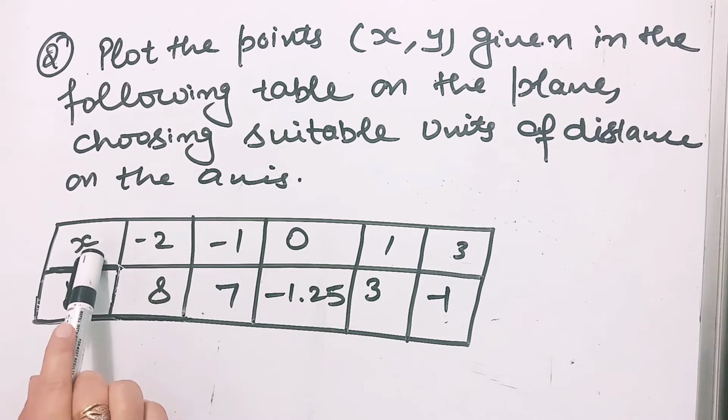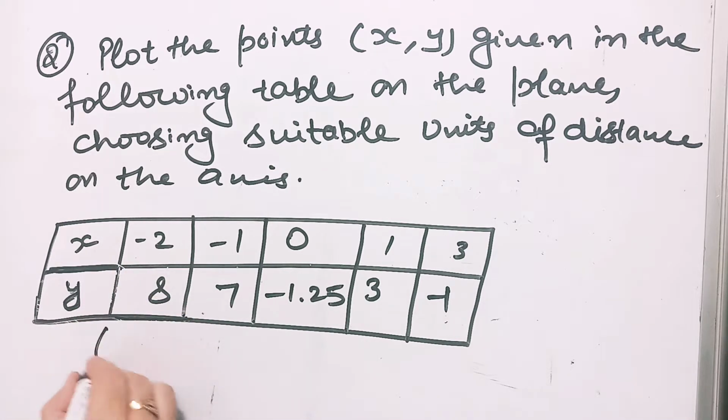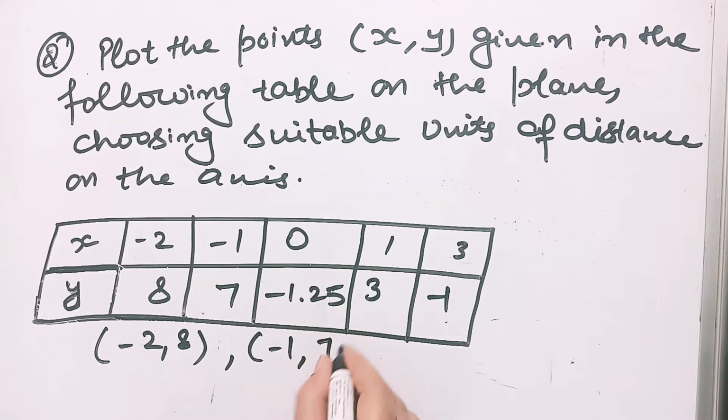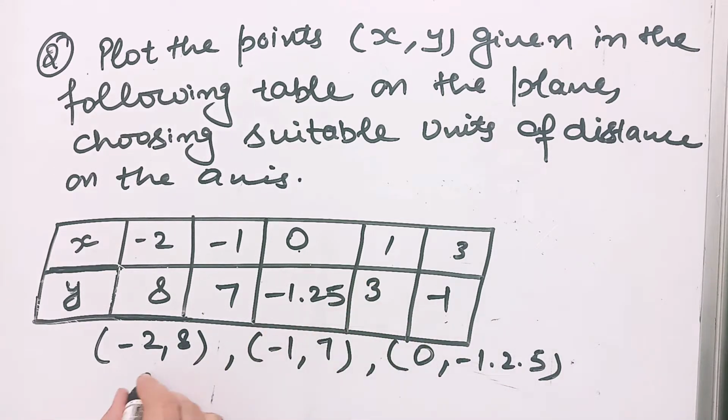Now the points are x: -2, -1, 0, 1, 3. These are values of x and these are values of y. Now what are the coordinates of this plane? -2, 8. X is -2, y is 8. And the second coordinates are -1, 7. Third coordinate, x is 0, y is -1.25. And fourth is x positive 1, y positive 3, and next is x 3 and y -1.